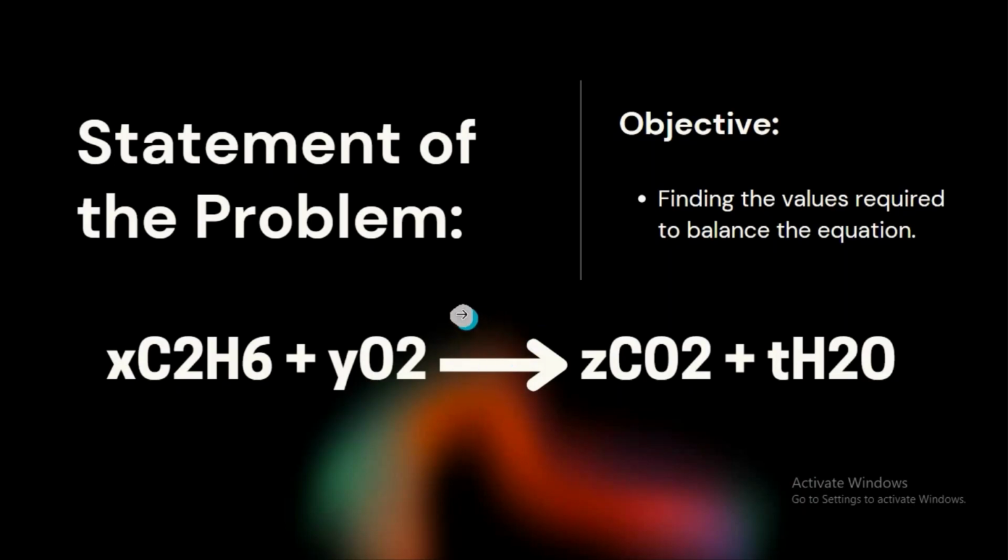This is just a basic problem where we have chemical equations such as C2H6, which has x number of moles, then O2, which has y number of moles, then CO2, which has z number of moles, and then H2O, which has t number of moles. So this equation needs to be balanced, and we need to know the correct values for x, y, z, and t, so that we get a balanced equation. So we do this by linear algebra. And how do we do this?